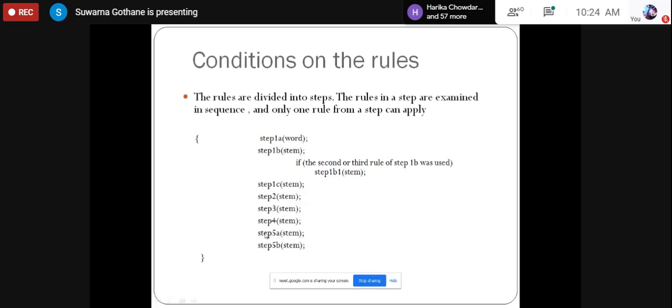The fifth step is going to be repeated for the stem operation, and step 1 is also three times. First step 1A is for the word. Step 1B: if the second or third rule of step 1B was used, then we can go for step 1B1. Intermediate steps also come. We'll see with an example, so you will get more clear how stemming is performed on the words.